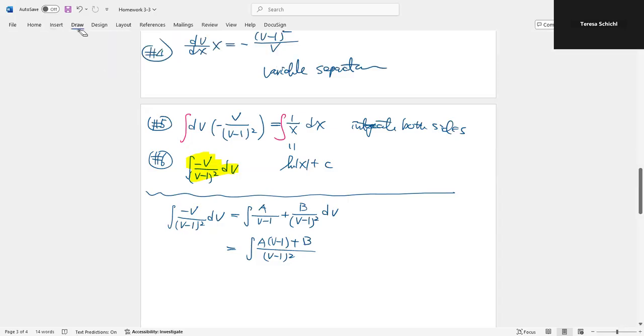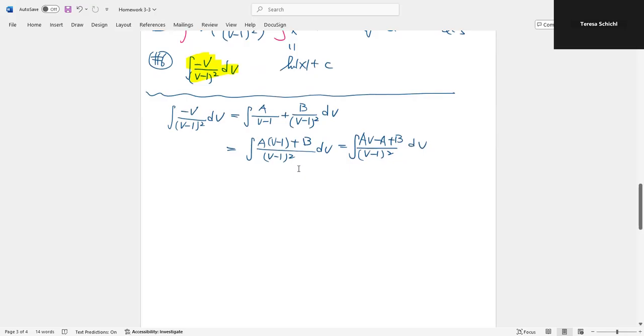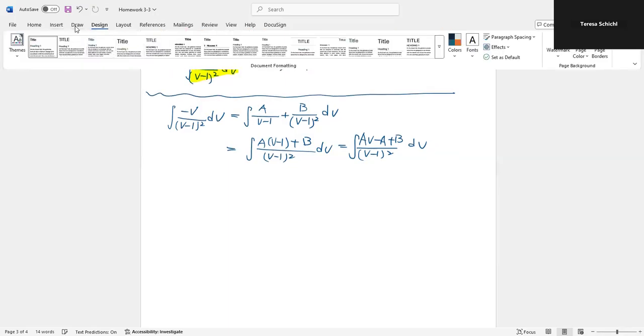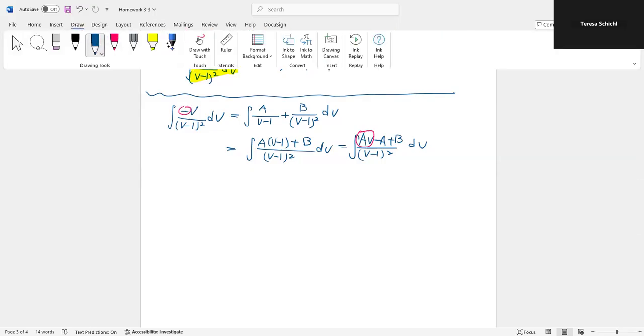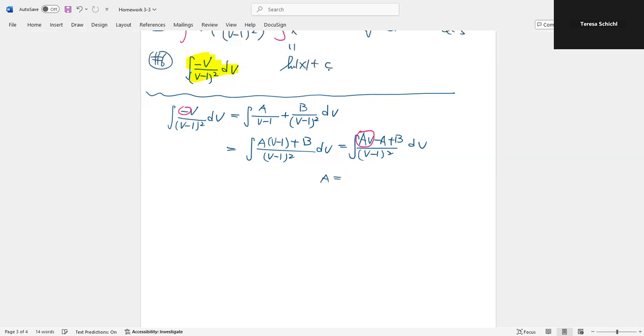Maybe don't skip anything. So I will have here v minus 1 squared, av minus a plus b dv. Now I know this is negative v, right? Because of the v terms here, the v term only has a, and here the v term is negative 1. So what do we have here? I will find that a is equal to negative 1.